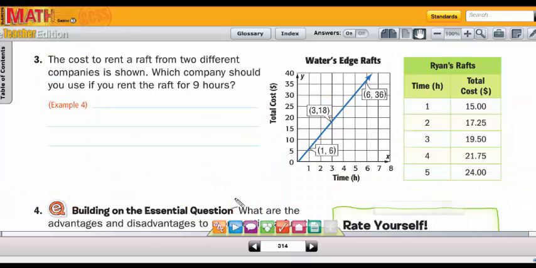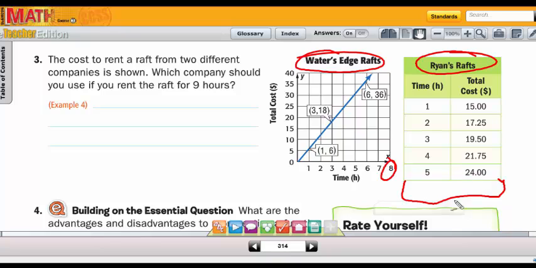Problem number 3. The cost to rent a raft from 2 different companies is shown. We have Water's Edge rafts here, and we have Ryan's rafts here. Which company should you use if you rent the raft for 9 hours? So we have some calculating to do here, because 9 hours does not fit on this graph, and the cells don't go down to 9. So we need to take a look at some things.